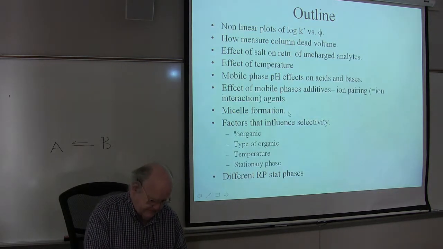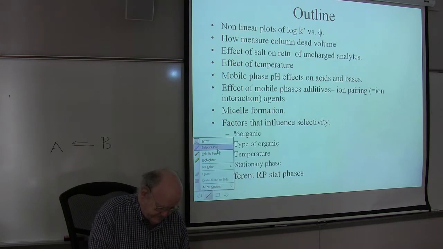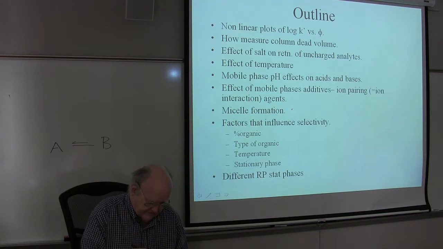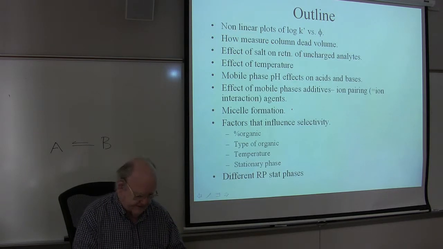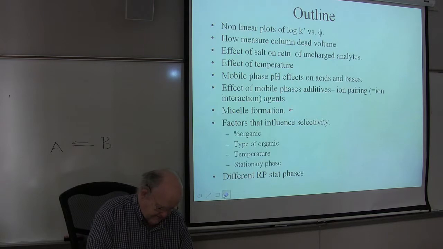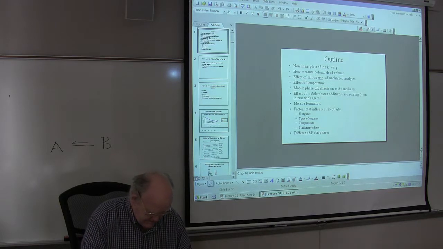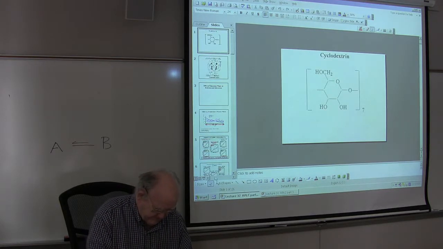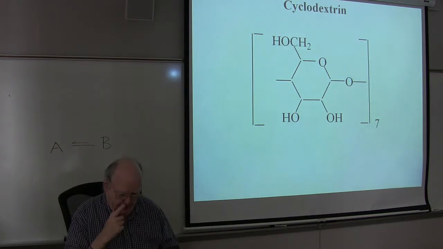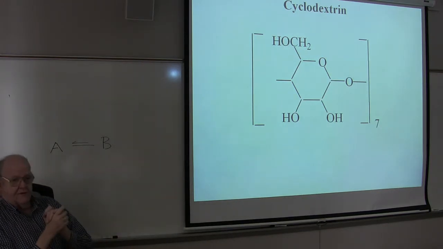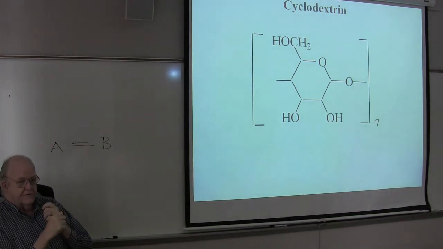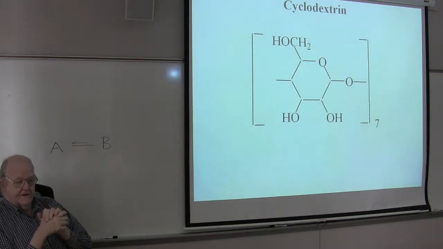Okay, so we got to here, micelle formation, and I want to return then to this point in the lecture. And we were talking about various additives that you can put in the mobile phase to induce different kinds of selectivity. Here's an example of another fairly common additive. It's a molecule known as cyclodextrin.